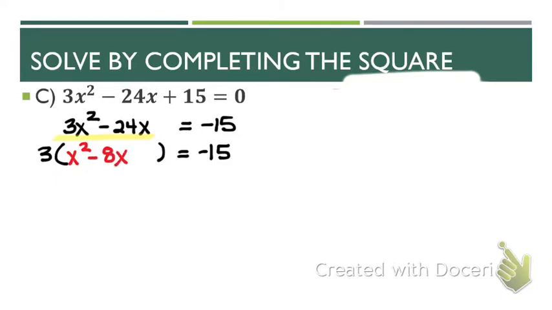I'm only taking the 3 out of these 2. I'm not touching that 15. That 15 is on the other side of the equal sign. So you're only taking the 3 out of these 2. Now you're going to complete the square.